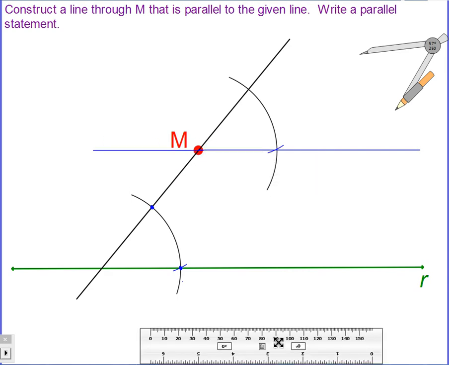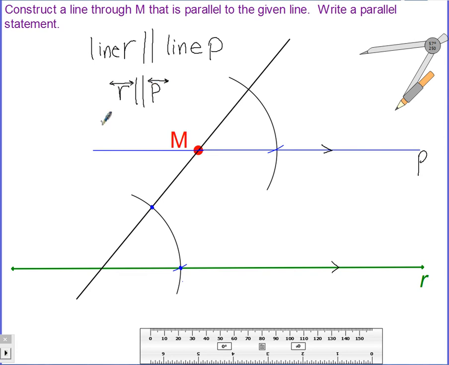All right. So to show that two lines are parallel, we're going to make this mark here, right? And this is R. To tell us what to name the new line, construct a line through M that is parallel to the given line. So let's call it P. Write a parallel statement. So line R is parallel to line P. Or R is parallel to P. Let's say line R is parallel to line P.